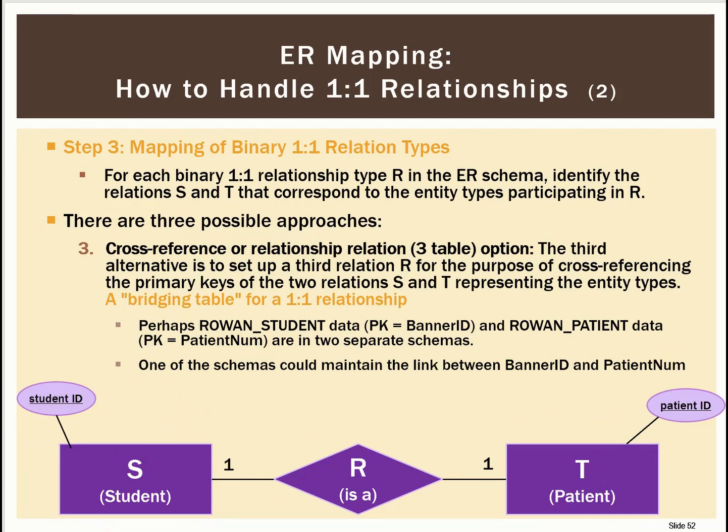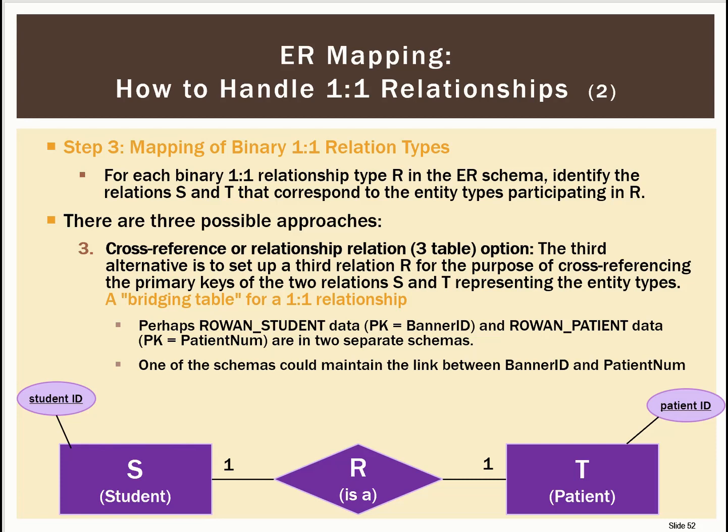There is a third and final way to model a one-to-one relationship, and that is the cross-reference or the relationship option, which is a three-table option. So now we'll keep students in the students table, we'll keep the patient records in the patient table, and then we have to build this bridging table to connect a student to a patient.